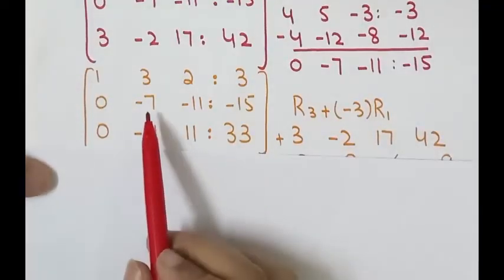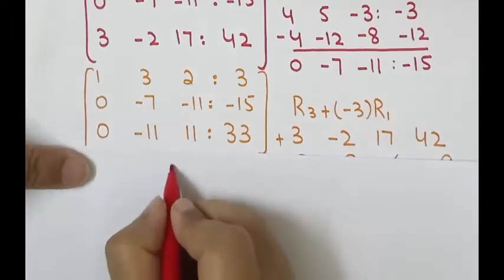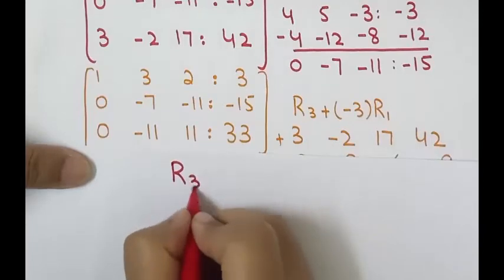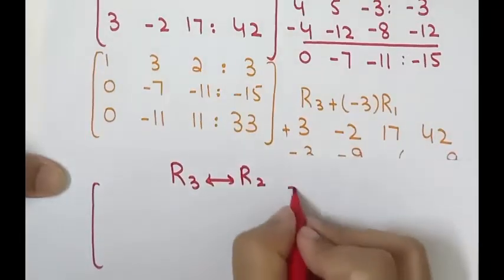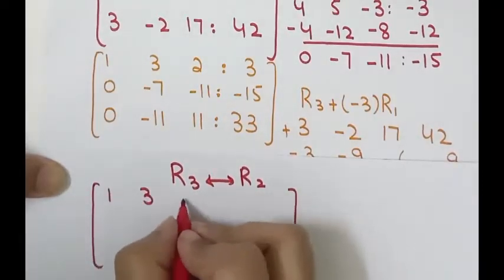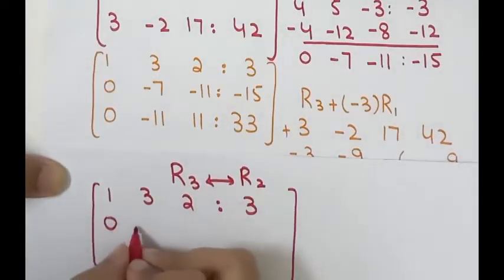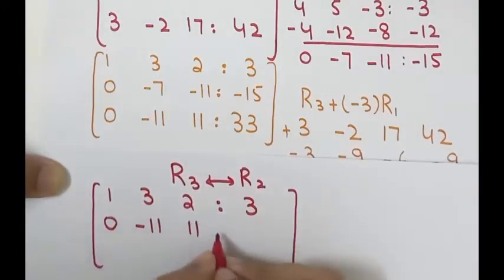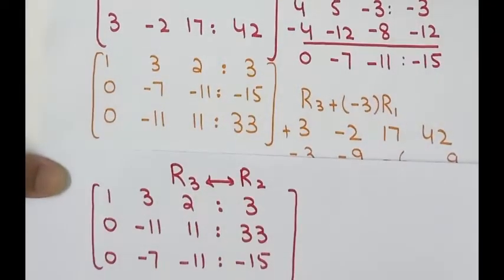Okay, next we have to make 1 at this position, but for this purpose we will interchange R3 and R2. I will tell you the reason. So we have 1, 3, 2 and 3. Then R2 is 0, minus 11, 11 and 33. R3 is 0, minus 7, minus 11 and minus 15.